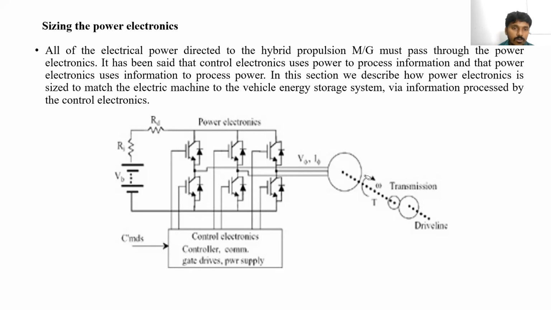The turning off process is called the commutation process. Commutation is nothing but designing a circuit, and that circuit is used for turning off the devices. This process can be called commutation. So here also we have to see the commutation.